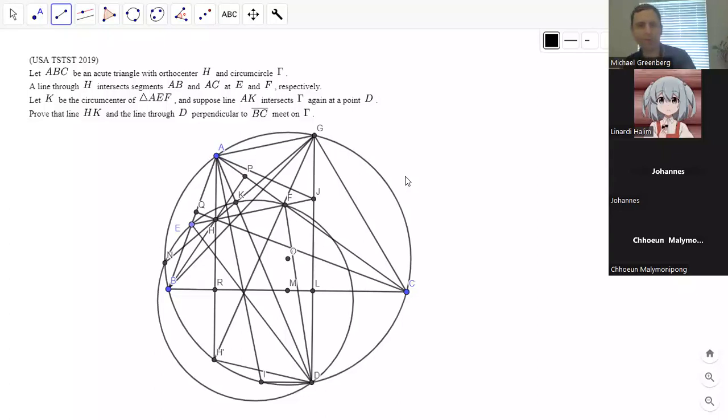So if we define things the original way, I think we could try to show KH and N are collinear, and then we could try to show that GH and N are collinear.